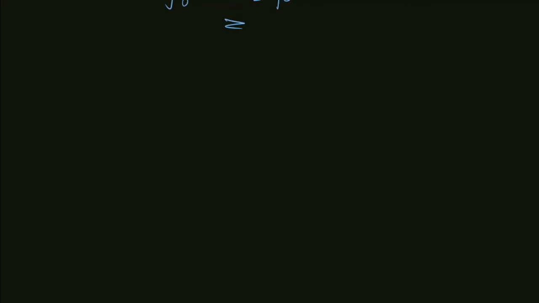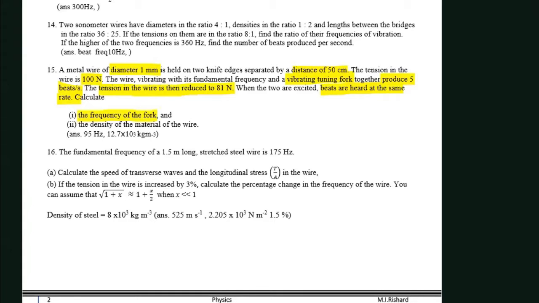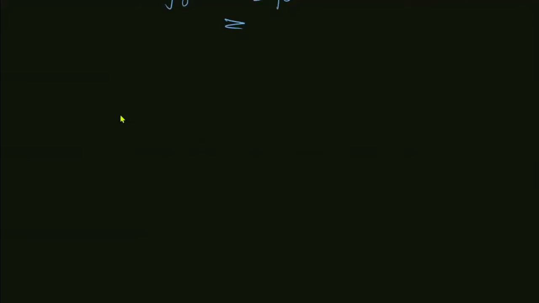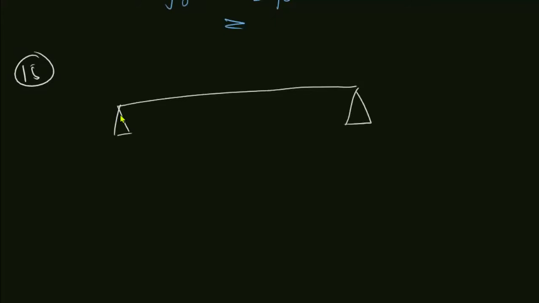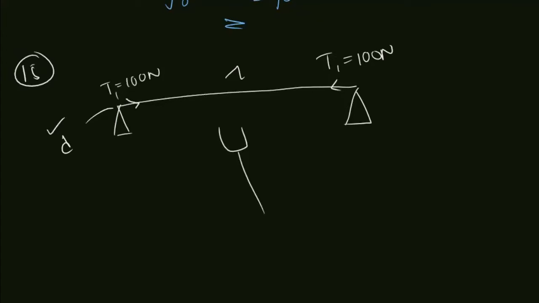It was the 15th question. So it's like this. There is a certain wire, and with that wire a tuning fork is vibrated. Initially the tension of the wire was 100 newtons, and the length and the diameter were constant. So all these things were fine. The length and the diameter do not change.